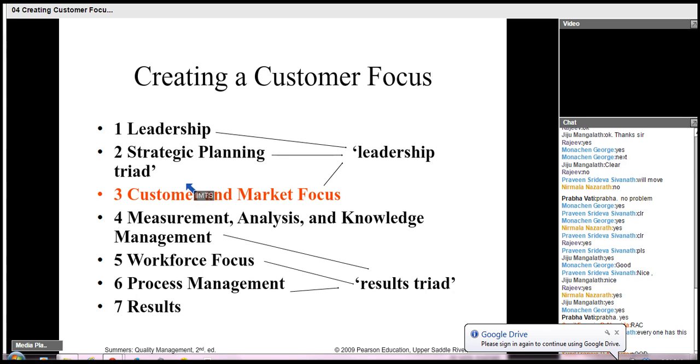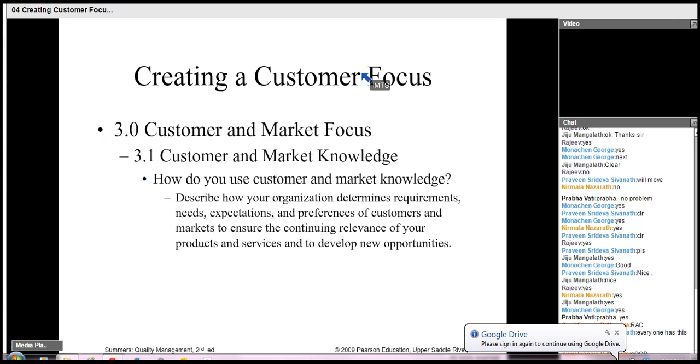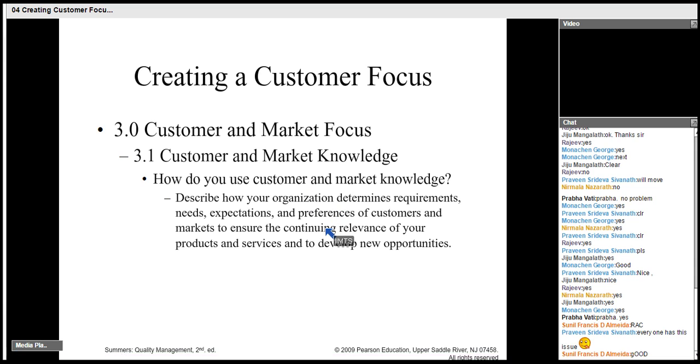So leadership, strategic planning, customer and market focus, measurement analysis and knowledge management, workforce focus, process management and results. But we will focus on the customer and market focus part. So customer and market focus, customer and market knowledge. How do you use customer and market knowledge? Describe how your organization determines requirements, needs, expectations and preferences of customers and markets to ensure the continuing relevance of your products and services and to develop new opportunities.